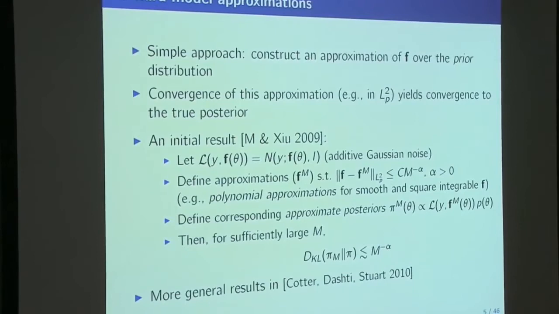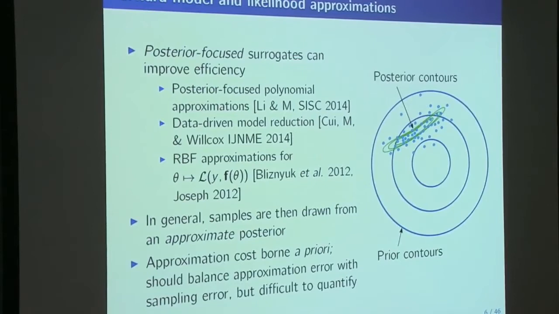So this is a great segue. There are obviously, even though you can preserve the convergence rate, more efficient things you can do. There are things that affect the amount of computational effort you have to expend. So one thought is that focusing the approximation or the surrogate, I'll use that engineering terminology, on the posterior distribution itself can improve efficiency.